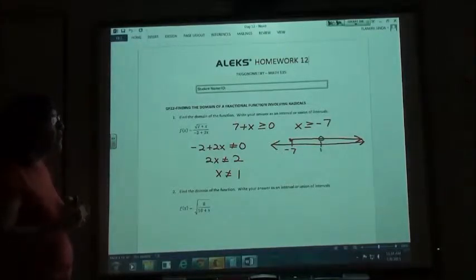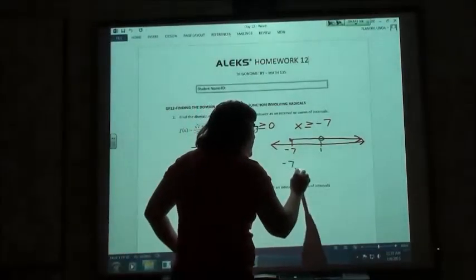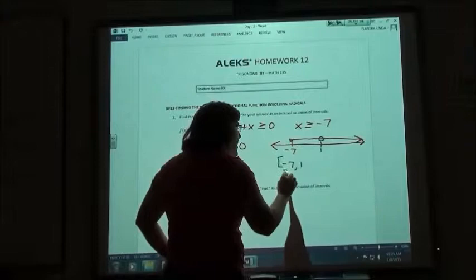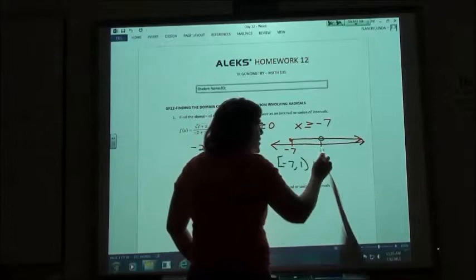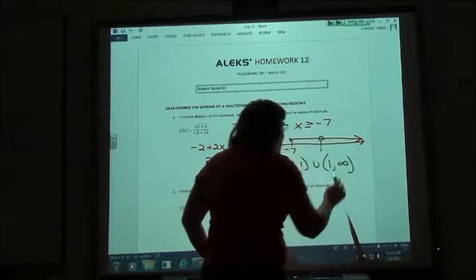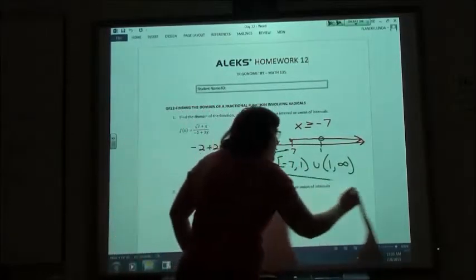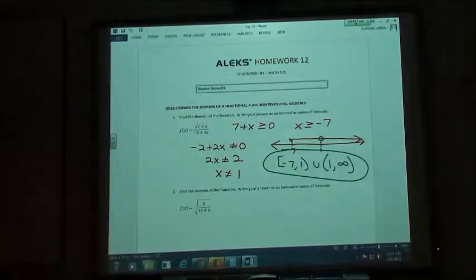I'm going to write my intervals as two separate intervals with a union in there. The first section goes from negative 7 to 1. I am including the negative 7, but I'm not including the 1. My second interval is starting at the 1 but not including it and going to the end of my graph, which is infinity. So my interval for my domain is going to look like that. So including the negative 7, going to the 1 but not including that, and then going from 1 to infinity and not including either ends of that.